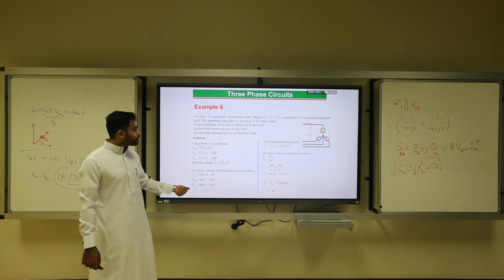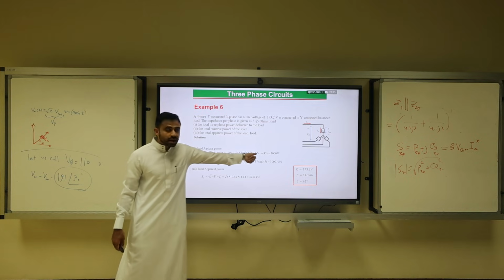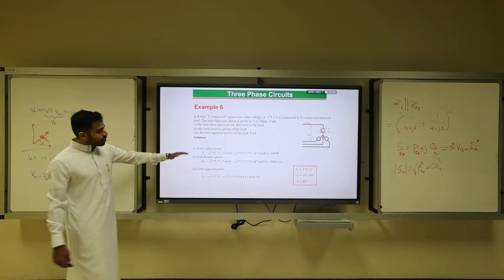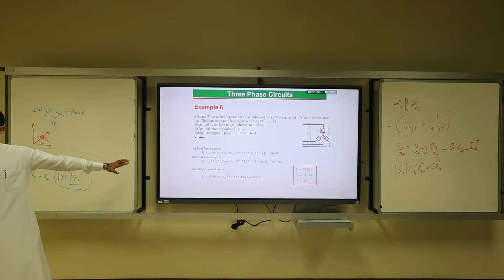I can calculate the real power to be what? Square root of 3, V line, I line, cosine theta. What's theta? You get it from the current. For reactive and apparent power, we use the same equation. Any question about this example?